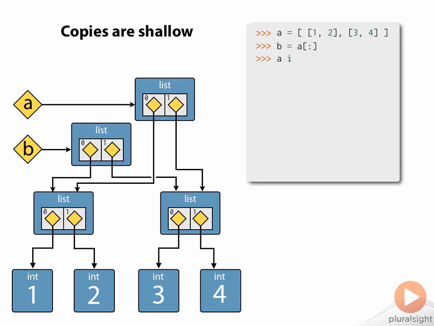We can confirm that the lists are distinct objects by testing with A is B, which returns false. They do, however, contain equivalent values, which we can test with A equals B, which returns true. Not only are the elements at A[0] and B[0] equivalent, they actually refer to the same inner list object.